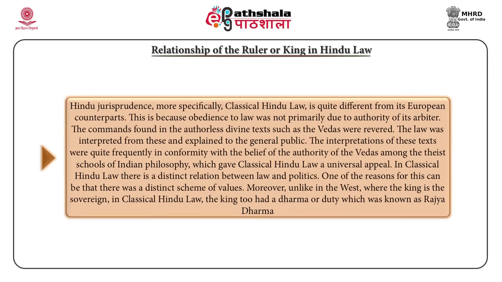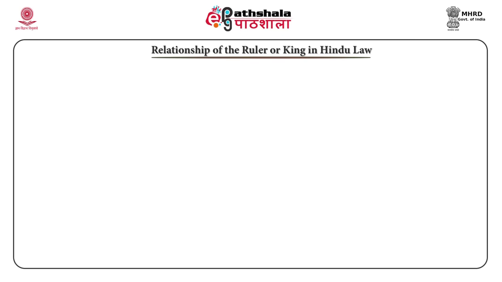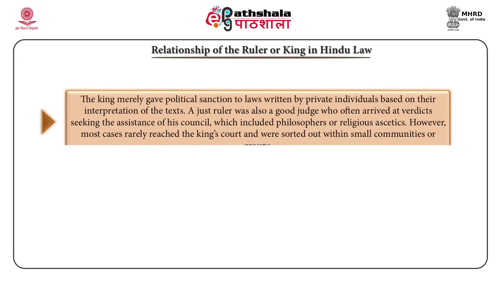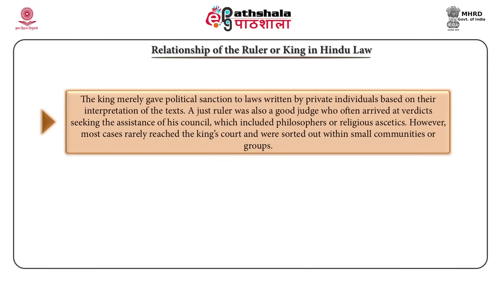In classical Hindu law, there is a distinct relation between law and politics. One of the reasons for this can be that there was a distinct scheme of values. Moreover, unlike in the West, where the king is the sovereign, in classical Hindu law, the king too had a dharma, or a duty, which was known as the Raja Dharma. What this suggests is that the king merely gave political sanction to laws written by private individuals based on the interpretation of the religious scripture.